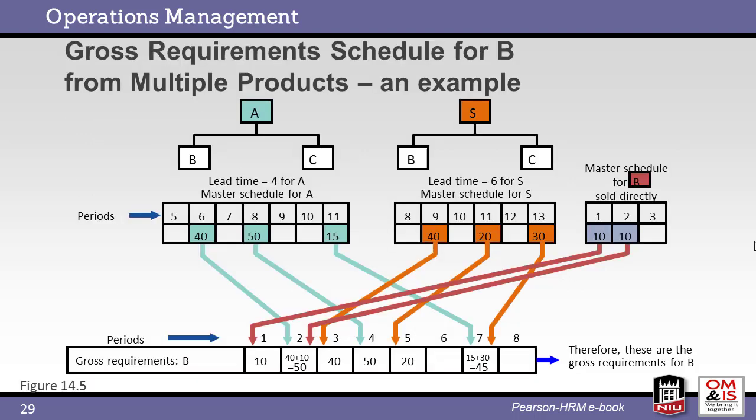Here's an example for multiple products with shared components. Item B has dependent demand as part of products A and S, plus there's also independent demand for product B. At the bottom we see the weekly requirements for product B combining the demand for all 3 uses. The arrows show how the data is connected. Again, this is another advantage of using an automated MRP to address this complexity.